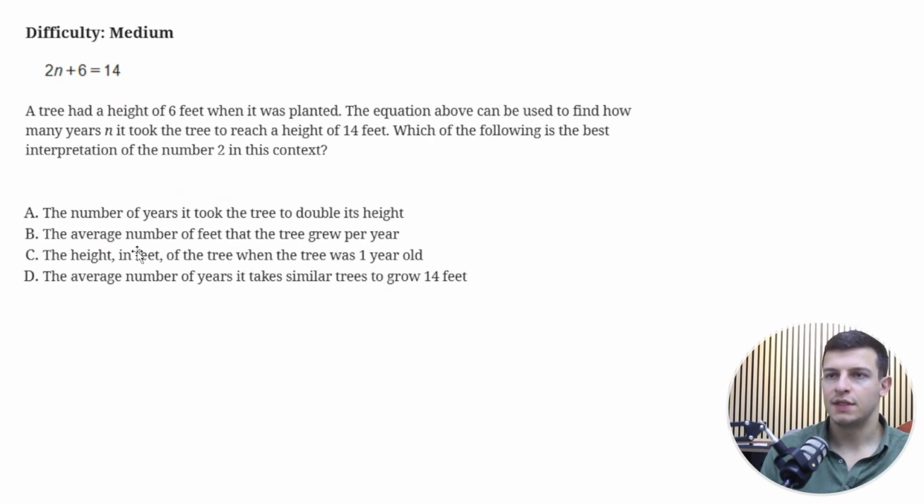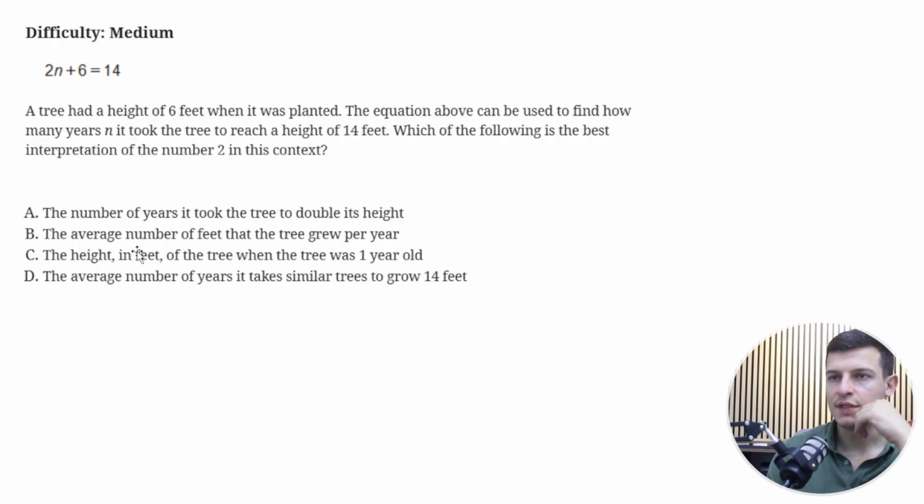2n plus 6 is equal to 14. A tree had a height of 6 feet when it was planted. So it's probably a year or two old, whatever this tree is. When they planted, let's say relocated it, it's already 6 feet. That's our starting point. The equation above can be used to find how many years n it took the tree to reach a height of 14 feet.